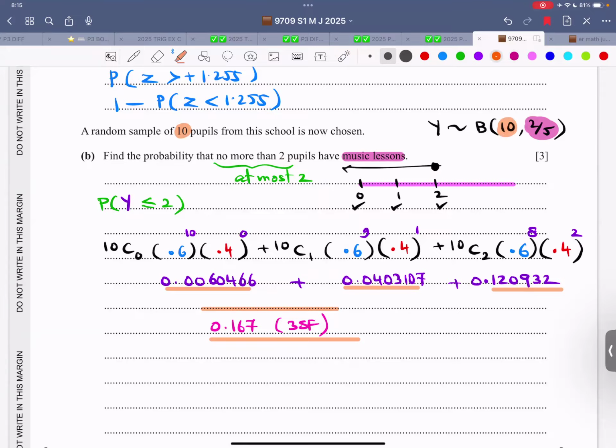That goes over here. This is a simple binomial, no approximation. That is what I mean by the words simple binomial. Probability Y is less than or equal to 2. So basically, you have to calculate the probability of 2 and 1 and 0.